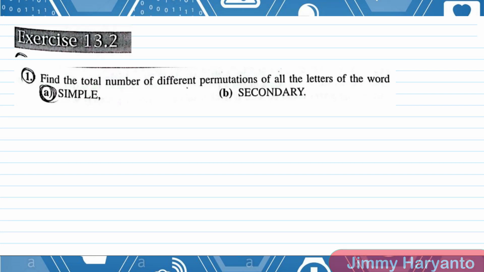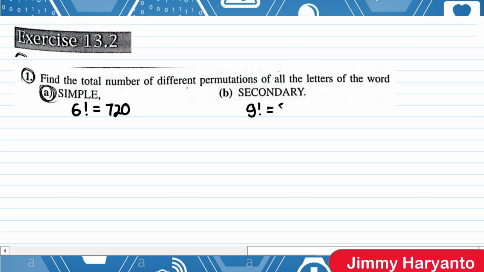Next is exercise 13.2. Find the total number of different permutations for all the letters of the word simple. We don't have identical letters, so 1, 2, 3, 4, 5, 6, we will have 6 factorial arrangements. 6 factorial equals 720 ways. And then for the secondary, we have 9 letters. We want to arrange them. There are no identical letters, so it's only 9 factorial, equals 362880. That is for number 1.